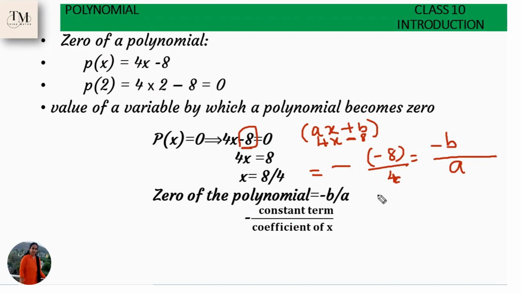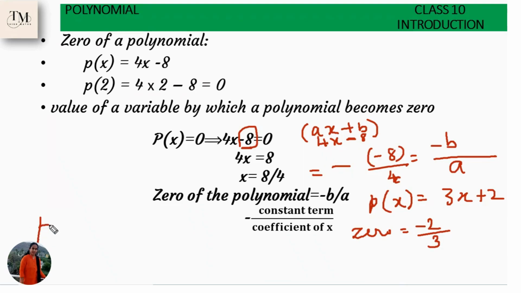Suppose let me take another example. P of x equal to 3x plus 2. So if we need to find the zero of the polynomial, then we substitute in the formula minus b by a. So here minus b, the b is 2 here. So minus 2 divided by a, which is 3. So minus 2 by 3 is the zero of the polynomial.